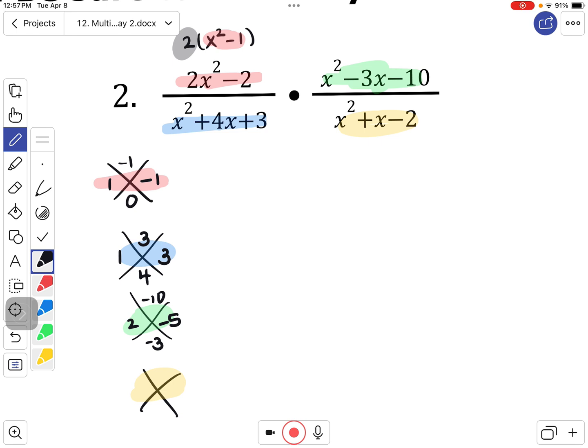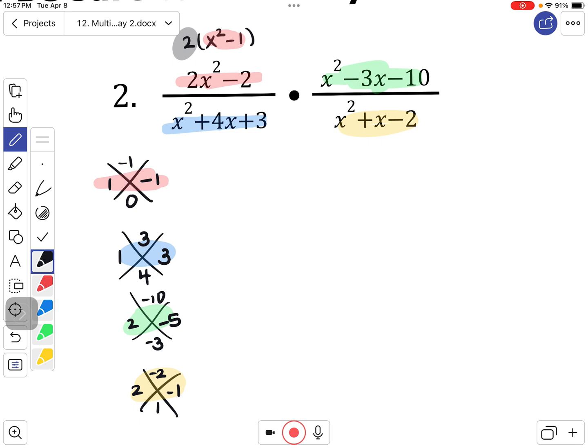And finally, let's do our yellow one. I have a negative 2, and there's no number in front of that x, that b term, so it's going to be a 1. So 2 times 1 is 2, and if it's going to be a positive 1 on the bottom, then you want your smaller of your two numbers to be the negative 1.